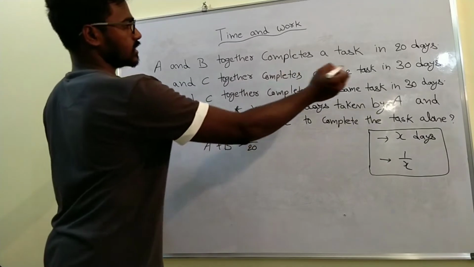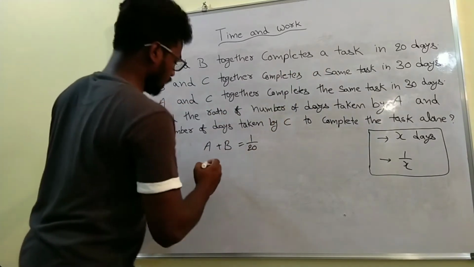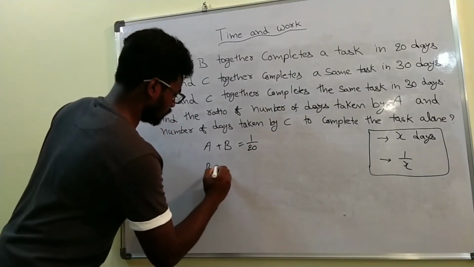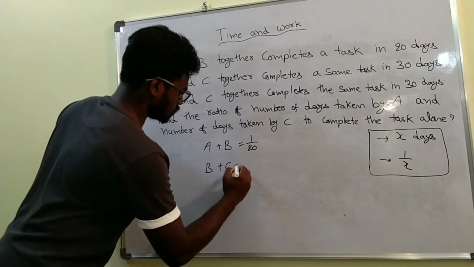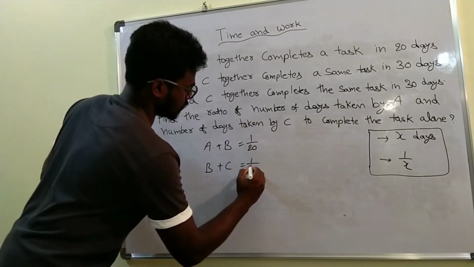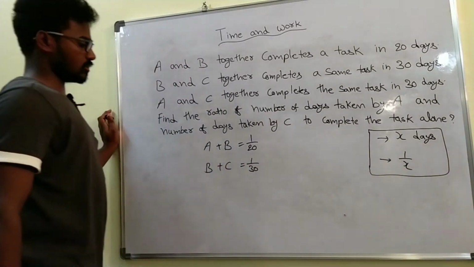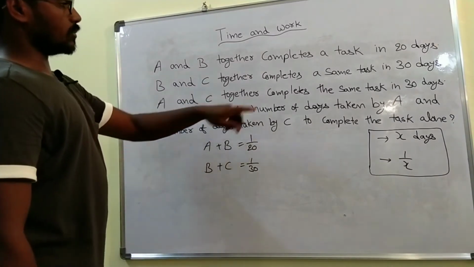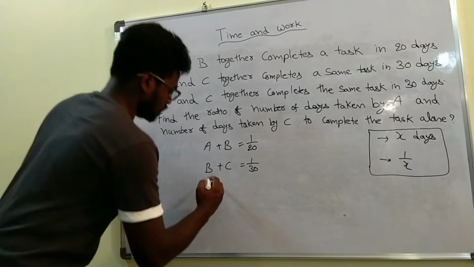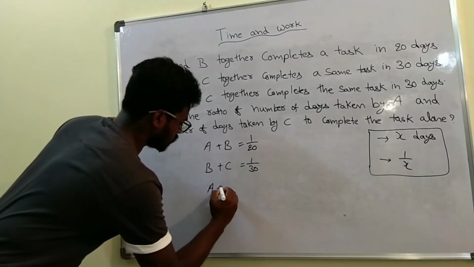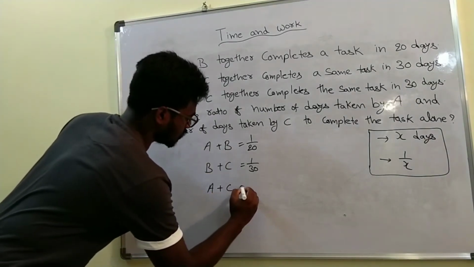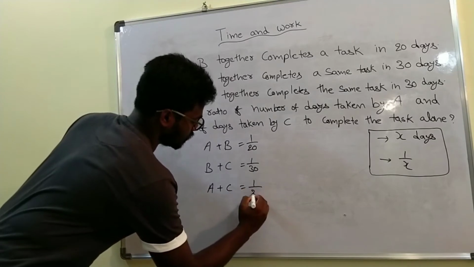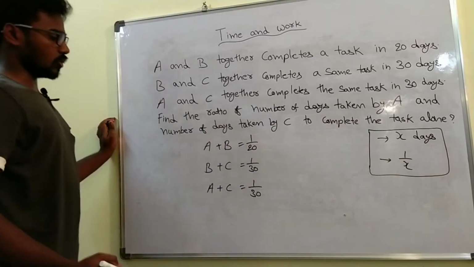Let's go to the second statement. B and C take 30 days, so B's work in one day plus C's work in one day equals 1 by 30th part of the work. And A and C together complete the same task in 30 days. In the same way, A's work in one day plus C's work in one day will be 1 by 30th part of the job.